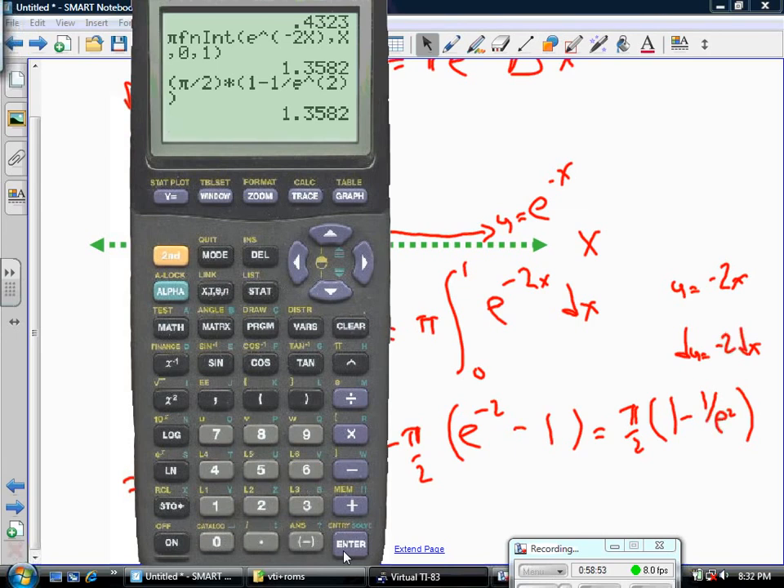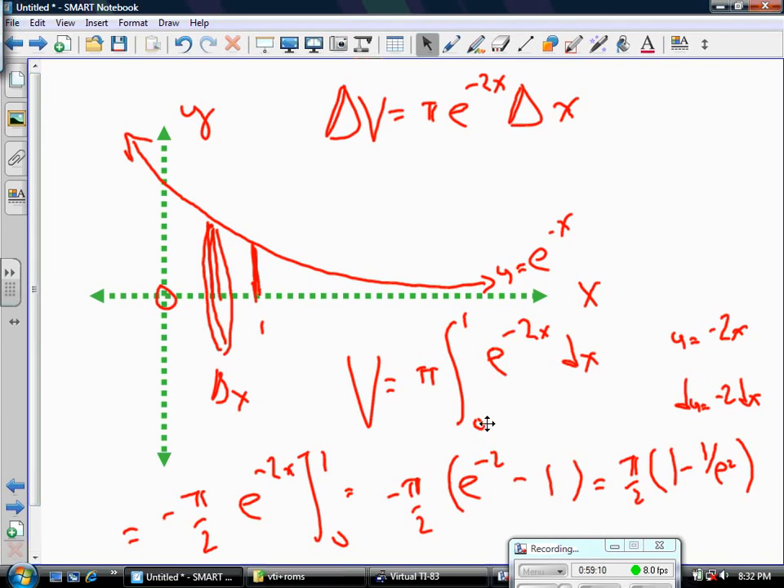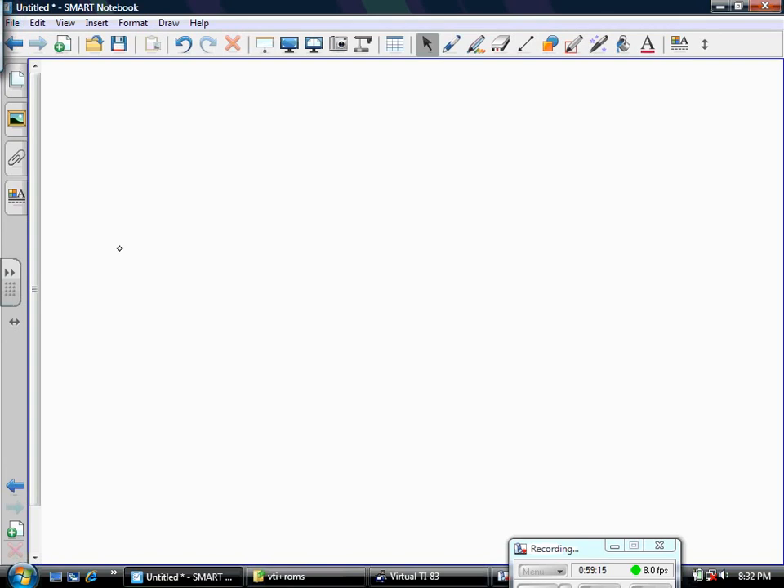Take a look at this. Where am I? What if I don't go from 0 to 1? What if I go from 0 to infinity? So the setup is the same. The Riemann statement is the same, but my limits of integration are from 0 to infinity. Let's work that out a little bit.